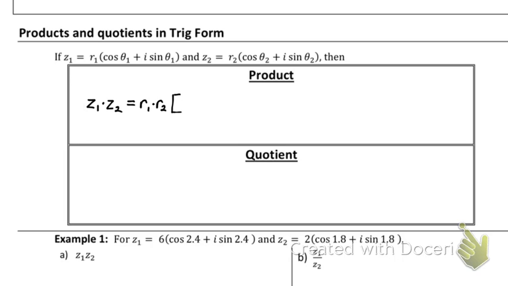We're going to have r times cosine of theta sub 1 plus theta sub 2. And then it's going to be plus I times sine of theta sub 1 plus theta sub 2.